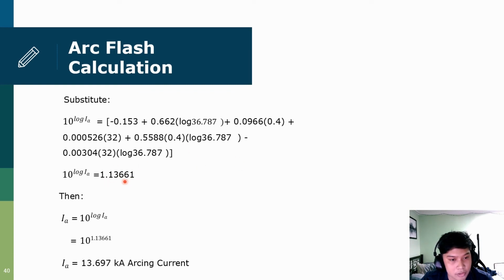1.13661. Substitute this value to the previous formula, which is this one. 10 raised to 1.13661. The arcing current equals 13.697 kiloampere.